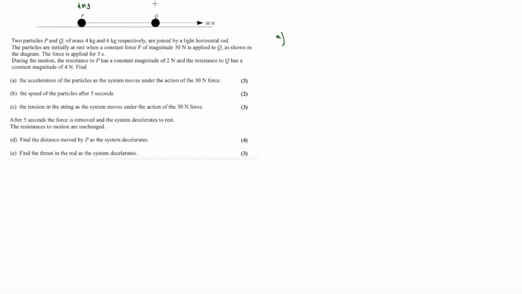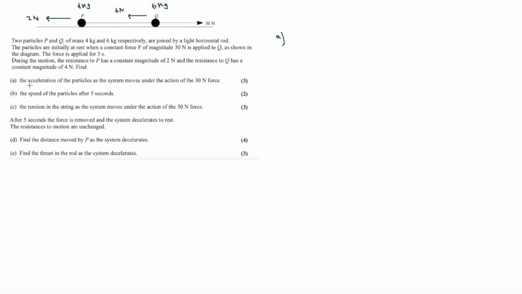This one has a mass of 6 kg. They are joined by a light horizontal rod. Now the particles are initially at rest when a constant force of magnitude 30 newtons is applied to Q, as shown in the diagram. So the force is applied for 5 seconds. And during that motion, the resistance to P has a constant magnitude of 2 newtons. So that's resistance to P. And then the resistance to Q has a constant magnitude of 4 newtons.